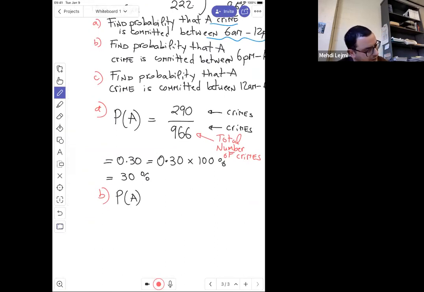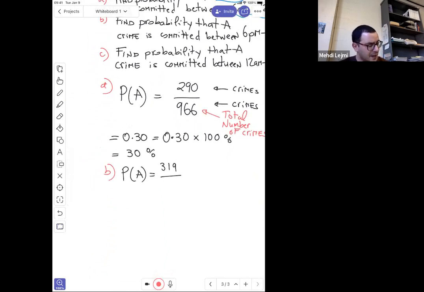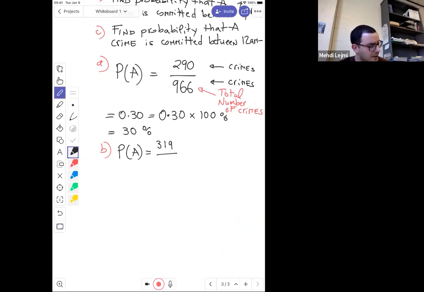So the probability of my event: we have 319 crimes from 6 p.m. to 12 a.m. And again, the size of the sample, that's the total number of crimes. So we divide again by 966. 319 over 966 is 0.33. And then to convert it to percentage, we multiply by 100%. So multiplying by 100, that's 33. And then there's my percent. So the answer is 33%.